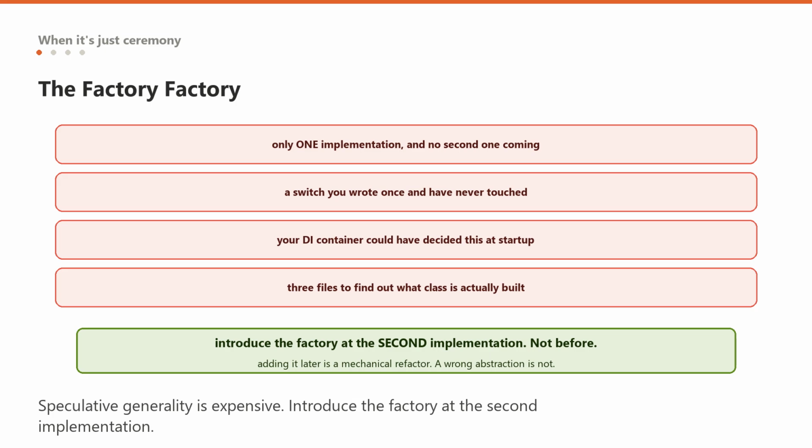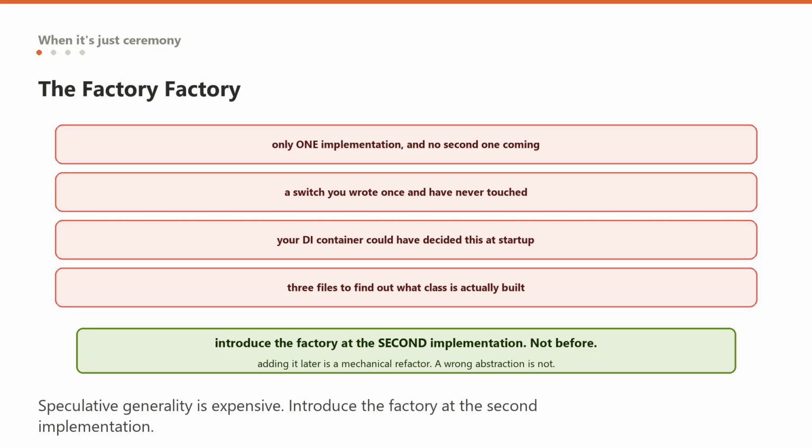And if you need to open 3 files to find out what class is actually being constructed, you have made the code harder to read in exchange for a flexibility nobody has ever used. The rule I would defend: introduce the factory at the second implementation, not in anticipation of it. The cost of adding a factory later, when you actually need it, is genuinely low. It is a mechanical refactor your IDE will do most of.